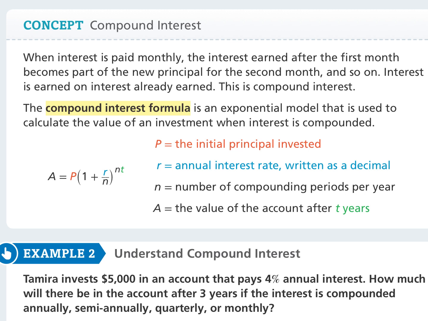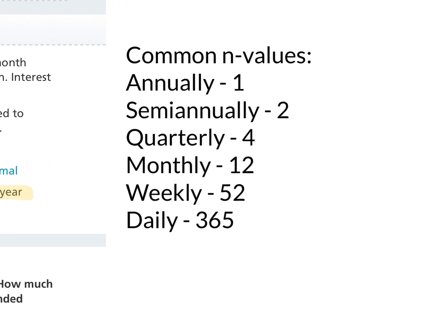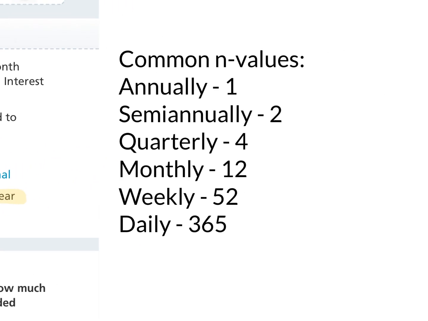Notice this is very similar to the structure that we had before. Really the only thing that has changed is this N value. So N is the number of compounding periods per year. And so there's some common N values that you also need to be writing down. And those would be these values. Annually, N is 1, semi-annually, N is 2, quarterly 4, monthly 12, weekly 52, daily 365. So this is talking about how many times those words, that frequency would occur in a given year.